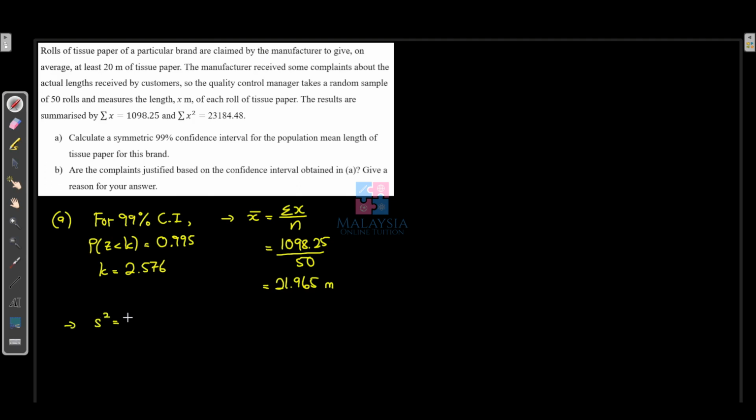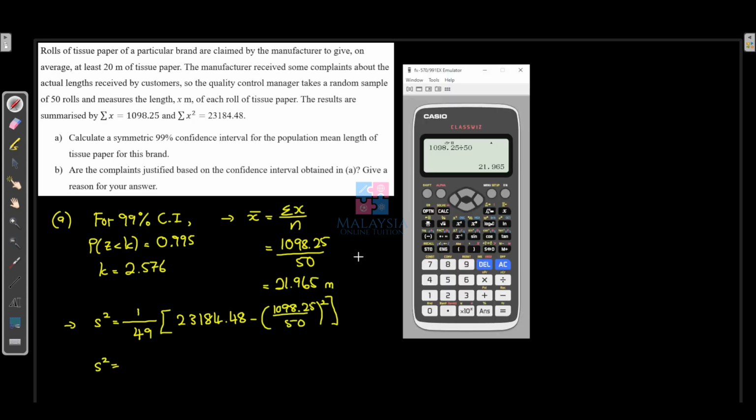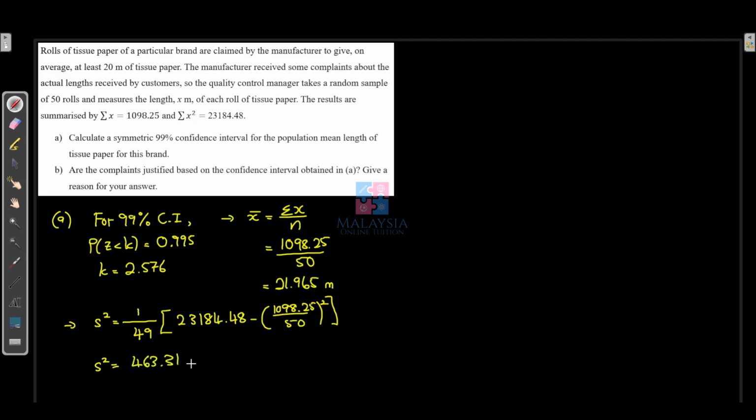Okay. So this is going to be 1 over n minus 1. So we just write 1 over 49, open big bracket, 23,184.48 minus, open small bracket, 1098.25 over 50, and then we square this value and close the big bracket. So we square this, then 23,184.48 minus the answer, and then we divide everything by 49, we get 463.31 square meters.